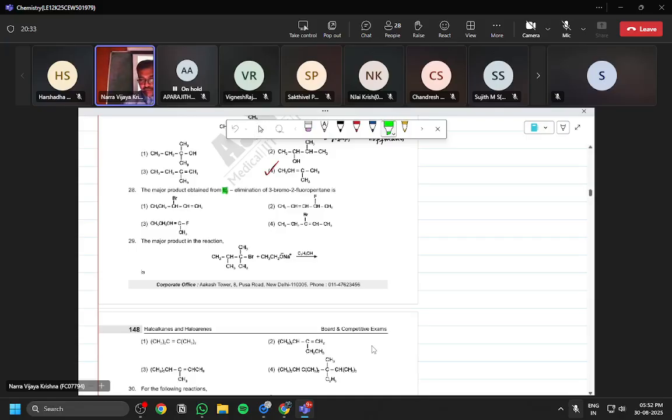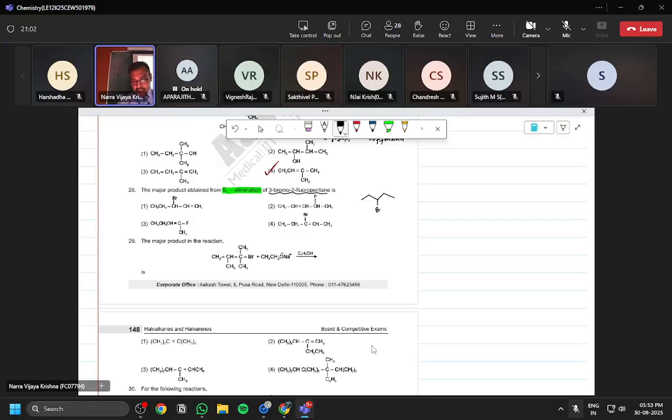E2 elimination means it occurs via a concerted mechanism, with the anti-periplanar condition. E1 elimination means carbocation intermediate. E1CB means carbanion intermediate. So here the reaction should proceed via a concerted mechanism. So, 3-bromo 2-fluoropentane: 1, 2, 3, 4, 5.